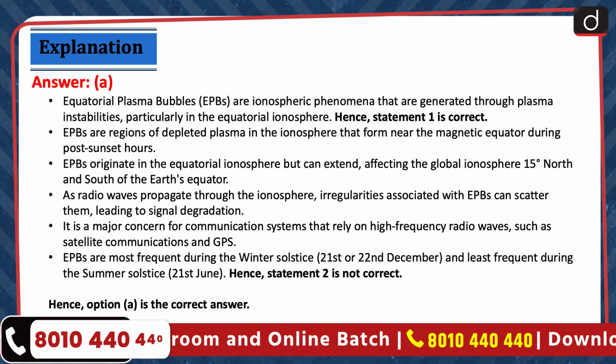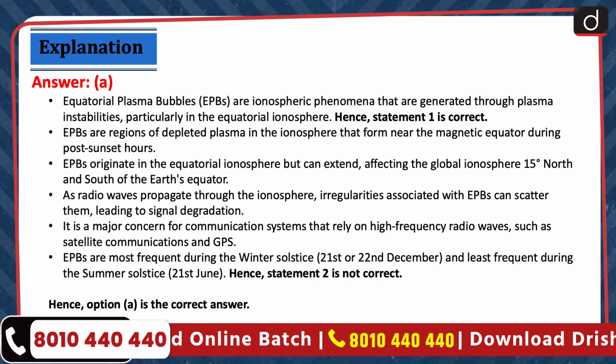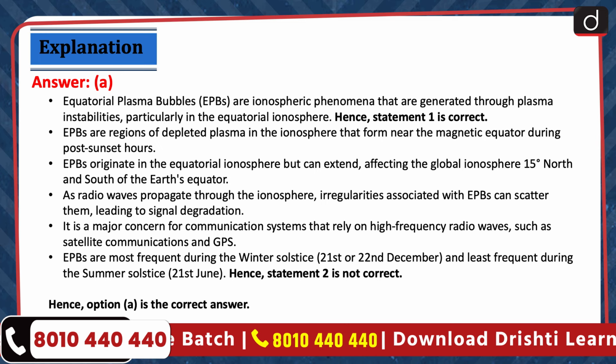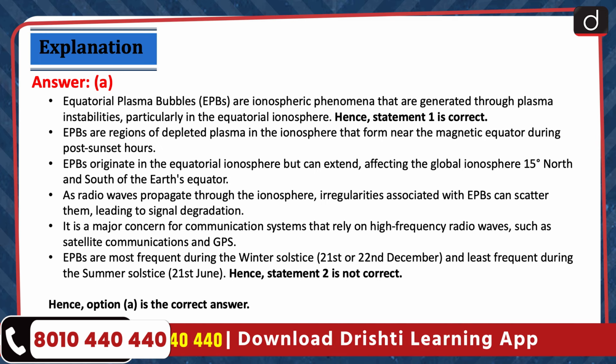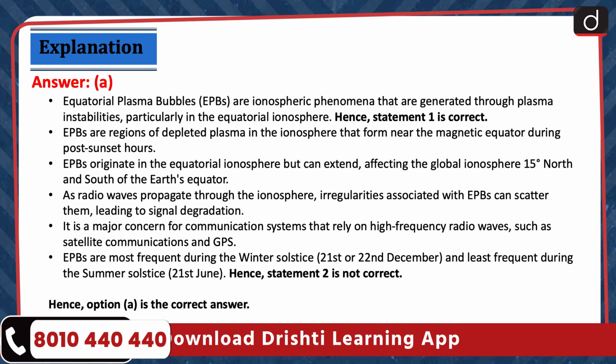EPBs are most frequent during the winter solstice, 21st or 22nd December, and least frequent during the summer solstice, that is 21st June. Hence, statement 2 is not correct. Hence, option A is the correct answer.